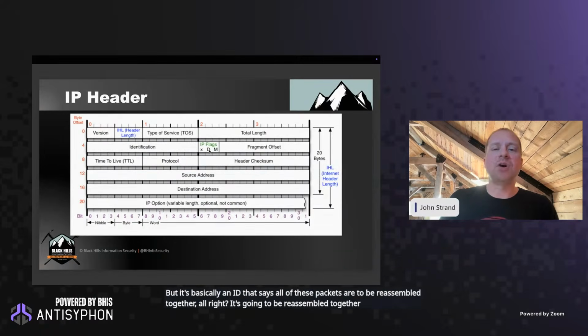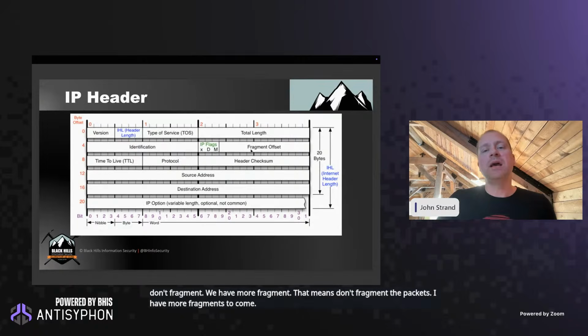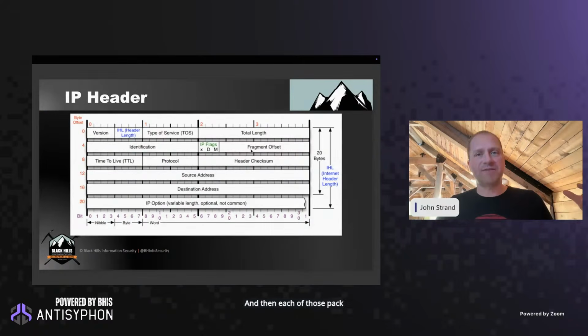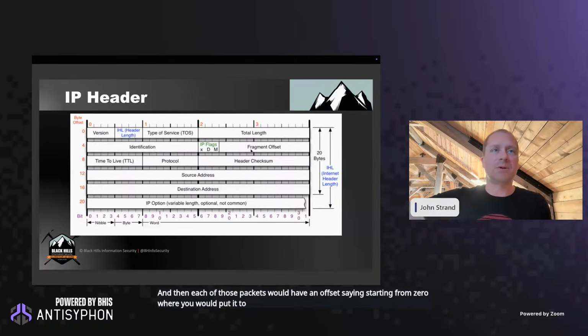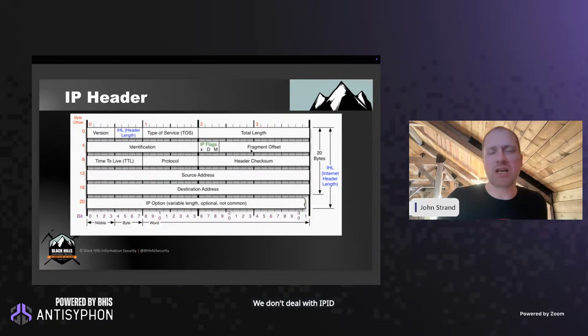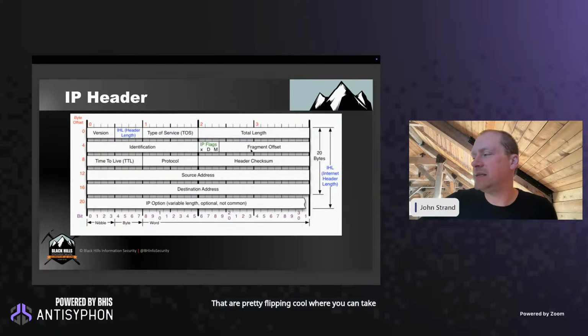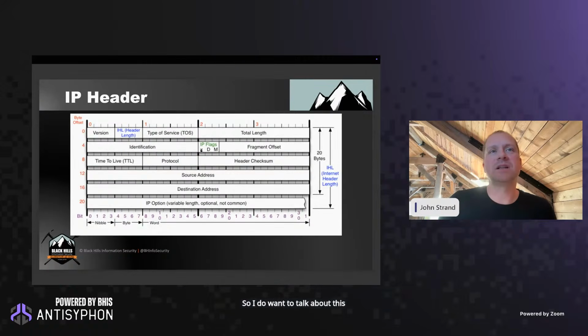And then we have don't fragment and more fragments. Don't fragment means don't fragment the packets. More fragments means I have more fragments to come. And then each of those packets would have an offset saying, starting from 0, where you would put it to reassemble it together. We don't deal with IPID very much anymore. There are still some pretty cool bypass techniques where you can take advantage of IPID shenanigans, but we'll deal with that later. So we do want to talk about this little X right here.